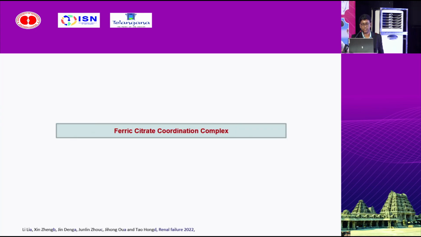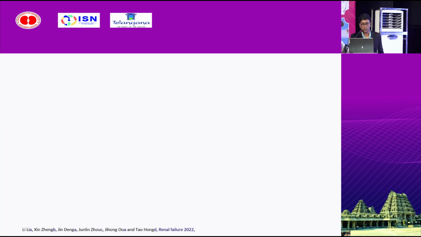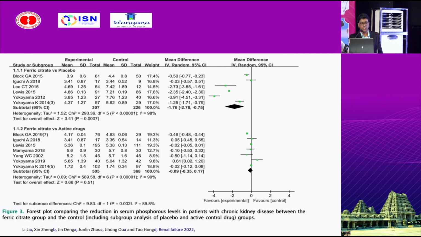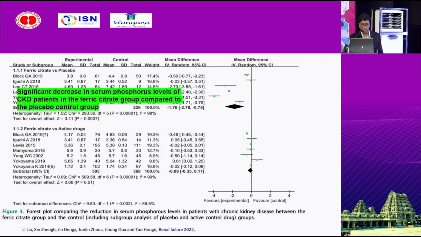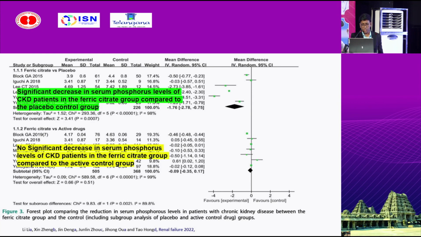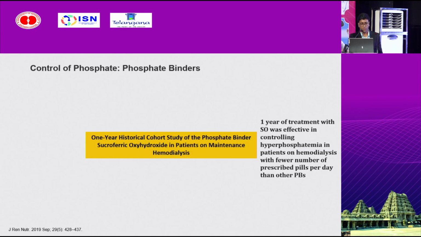So various trials are there, just want to highlight few. In use of ferric citrate coordination complex compared to placebo, in the ferric citrate group there was a significant reduction in serum phosphorus level, and when the study was combined with the active control group, there was not much significant reduction, but however, it was non-inferior when compared to the active control group. Use of sucroferric oxyhydroxide.